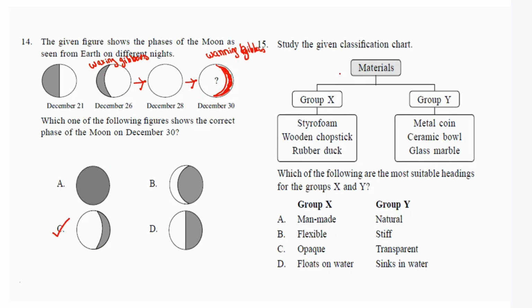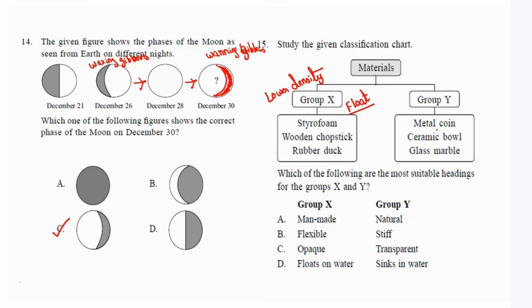Coming to question number 15, study the given classification chart. So here we have the materials and we have two groups, group X and group Y. In group X, we can see styrofoam, wooden chopstick and rubber duck. If you see the materials of group X, they consist of materials that can float in the water. Why? Because all of these have a lower density than water, correct?